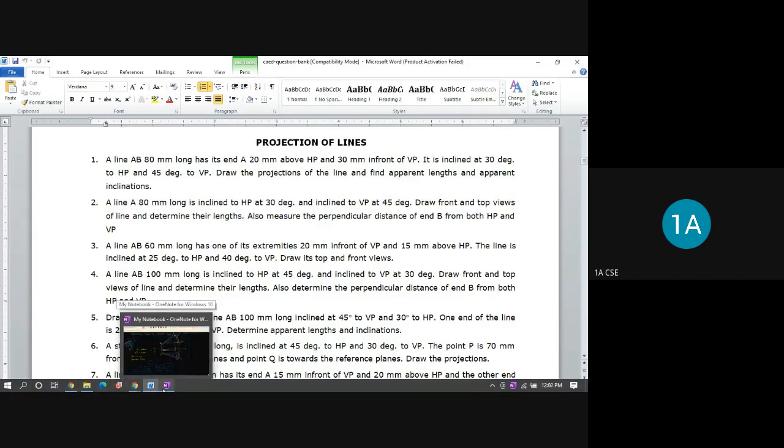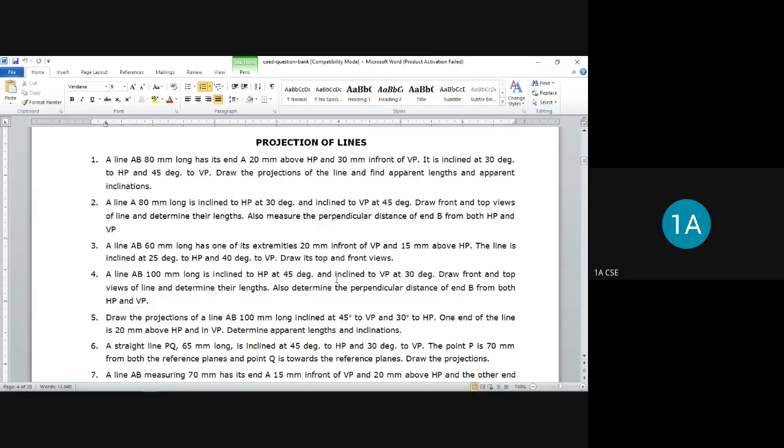Do we need to solve? Very importantly here, the position of point A is not mentioned, right? Got it? So where can you take the position of A? In front of the VP we don't know, above HP how much distance we don't know. So how are we going to take it? Even the B point is not given. So in that case, you can assume that the point A lies on both HP and VP.